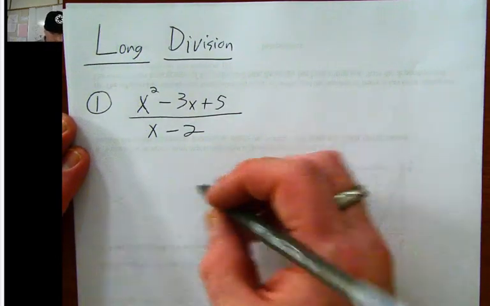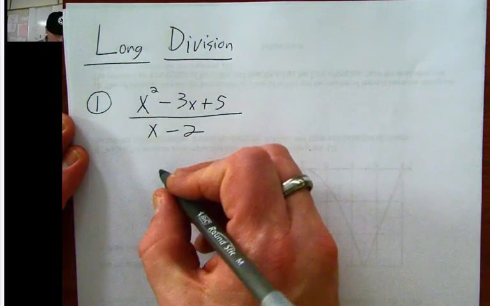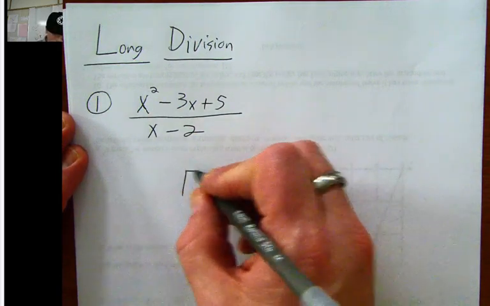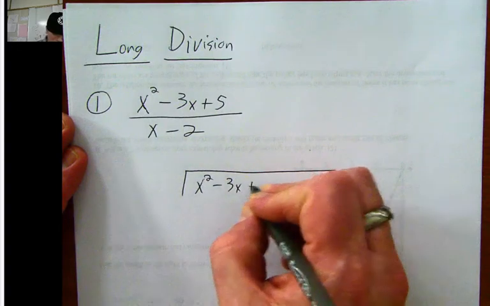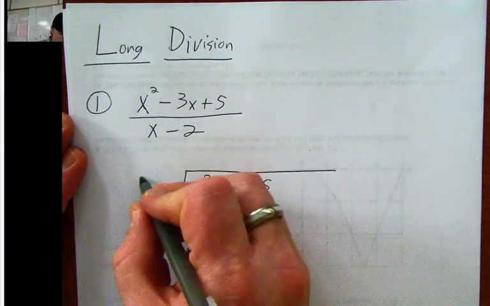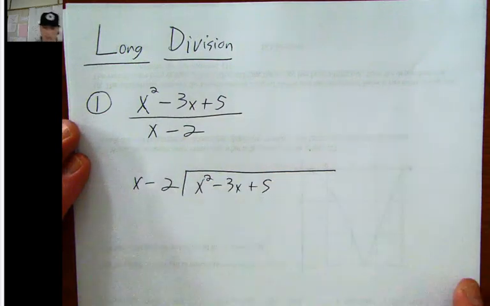Alright, so we set up these long division problems the same way that we set up a normal long division problem. I personally like to make the little house thing. And inside the house goes the numerator, x squared minus 3x plus 5. And the denominator, x minus 2, goes outside the house.